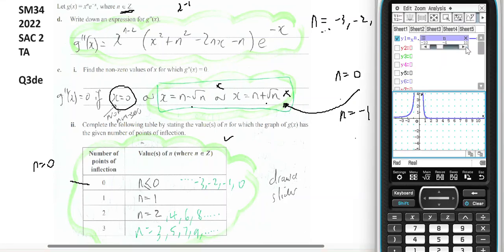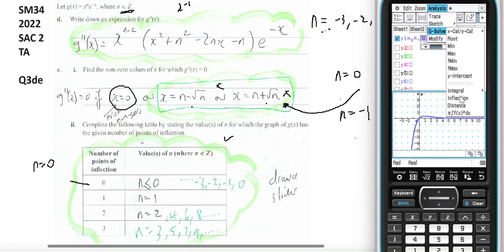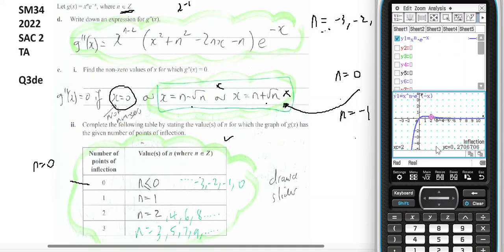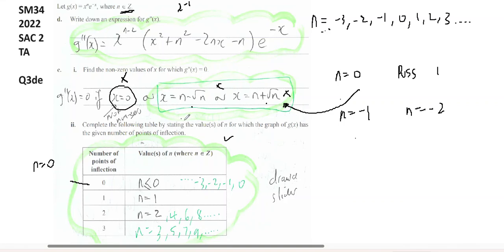Now, let's see what happens when n equals 1. Analysis, G-solve, point of inflection. I've got one at x equals 2, and I don't have any other. X equals 0 is not a point of inflection. Anyway, we're looking for the non-zero values. When n equals 1, I've got 1 minus 1, which is 0, and that's not a point of inflection, or 1 plus 1, which is 2. So when n equaled 1, I got 1. So that's why that's there.